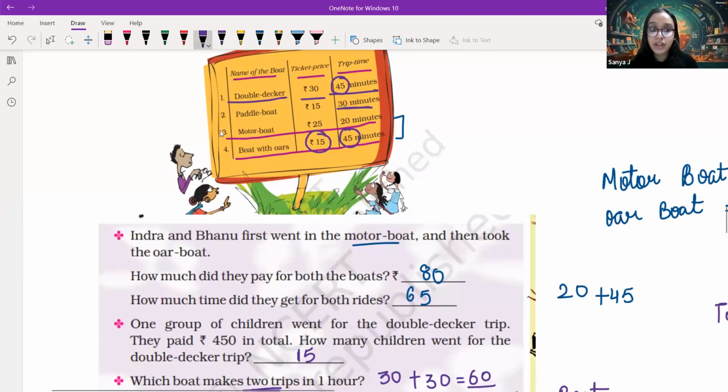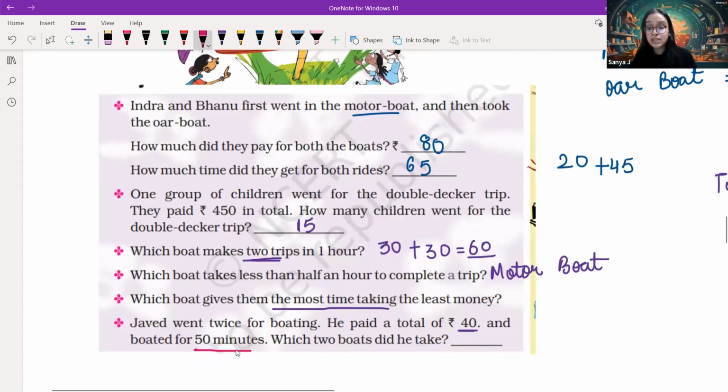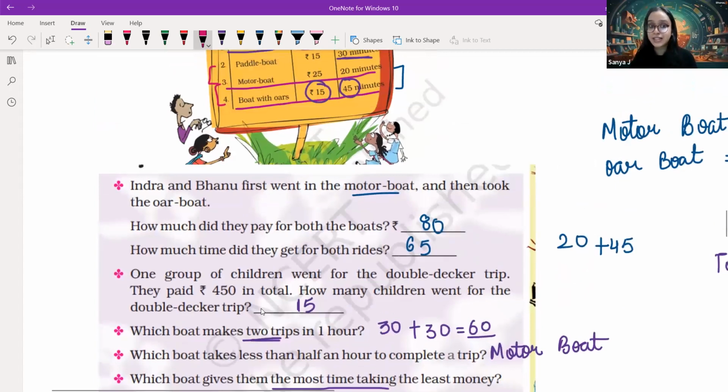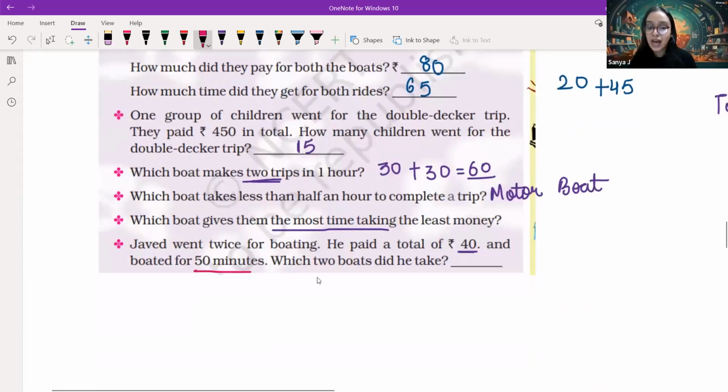If we all look carefully, adding 25 and 15 only from these combinations can give us 40 rupees. Correct? So the combination can be either paddle boat and motor boat or motor boat and boat with oars. It can be two combinations for making rupees 40. Now, he boated for 50 minutes. If we add the time for paddle boat and motor boat, that is 30 minutes plus 20 minutes, that makes 50 minutes. So, the combination is going to be paddle boat and motor boat.